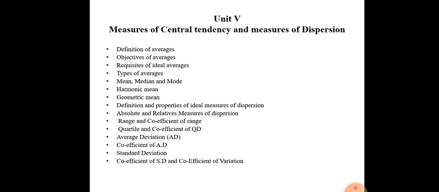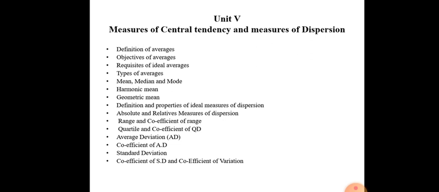Now, in this chapter, we will see what we have to cover: definition of averages. Averages are nothing but central tendency. Central tendency is only the average, and the average is a single value which is used to represent all the values in the series. That is nothing but the central tendency, or the average.